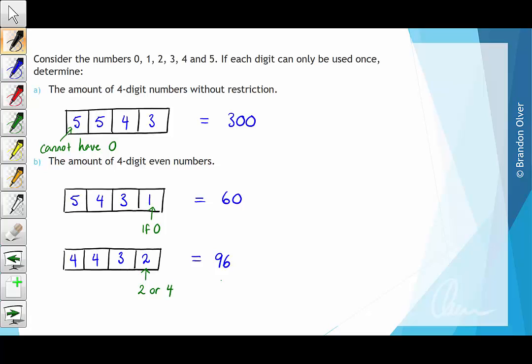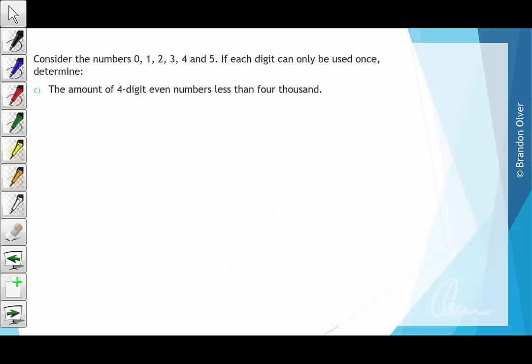So combining those 2 cases, we'll find the total number of 4-digit even numbers. So here we have 60 plus 96, which equals 156 different 4-digit even numbers that can be made from 0, 1, 2, 3, 4, and 5. For part C, we want to determine the amount of 4-digit even numbers less than 4,000. So this question steps up in complexity yet again, and we need to consider several different cases.